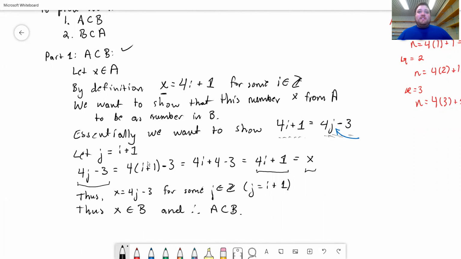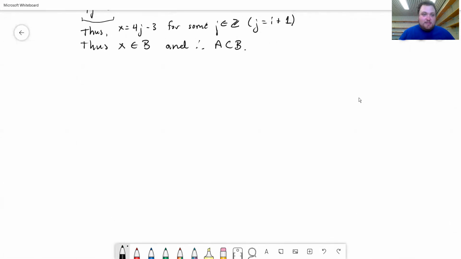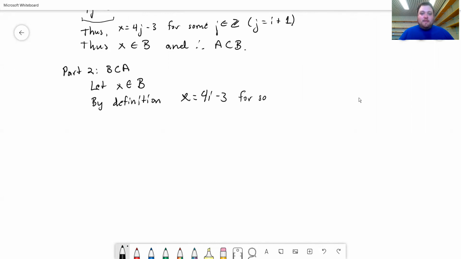And now we have to prove the opposite. It's going to look very similar, but let's get to it. Part two, B is a subset of A. So let x be an element of B. By definition, x is equal to 4i minus 3 for some i, which is an element of Z.